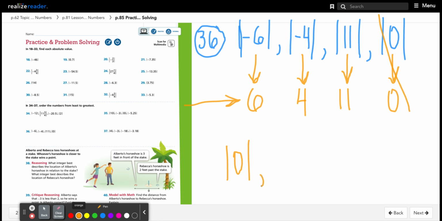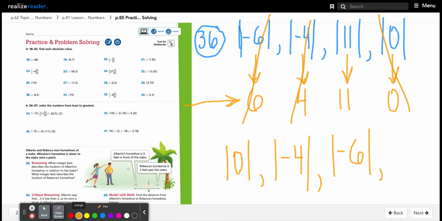Going from least to greatest, what is the next smallest? It will be the absolute value of -4, because the absolute value of -4 is 4. Cross it off, we used it. What's going to be next? Next least is the absolute value of -6, which is 6. And then the greatest will be the absolute value of 11, because the absolute value of 11 is 11. So in order to order these from least to greatest, you must rewrite the problem and then rewrite each of those absolute values.